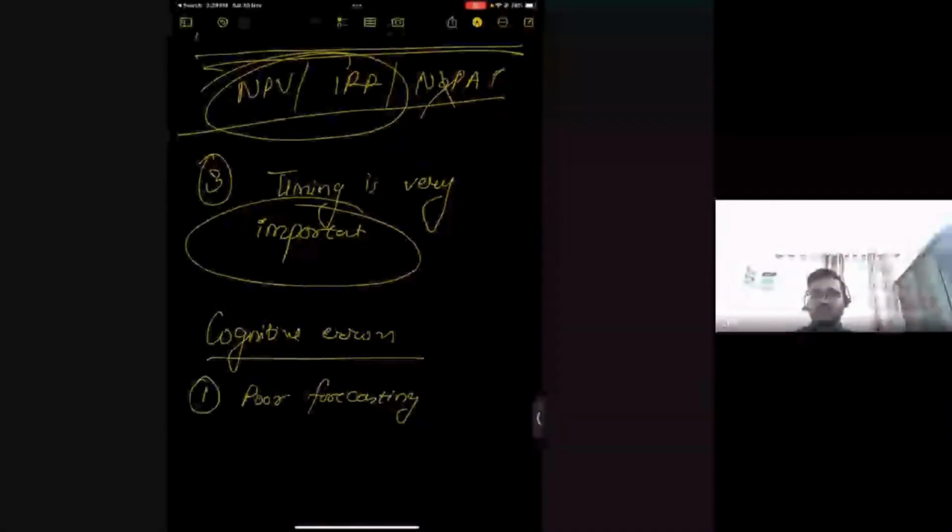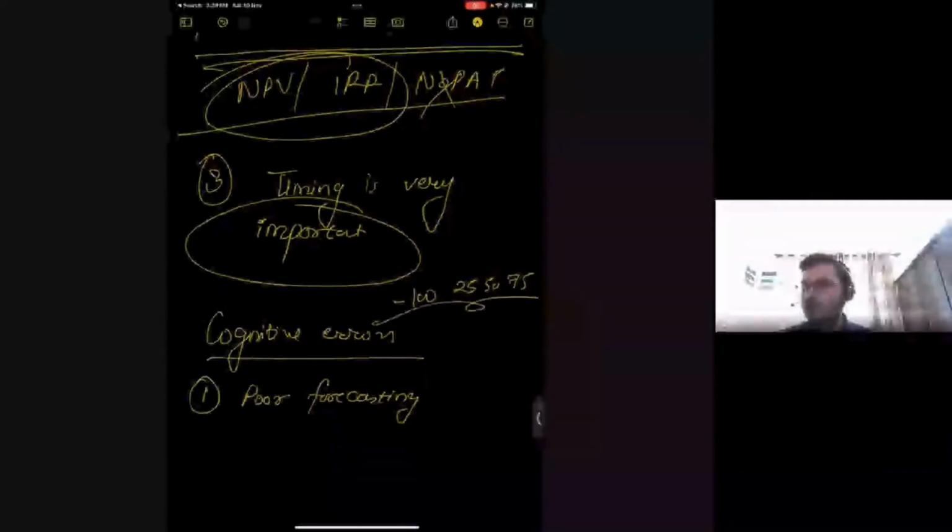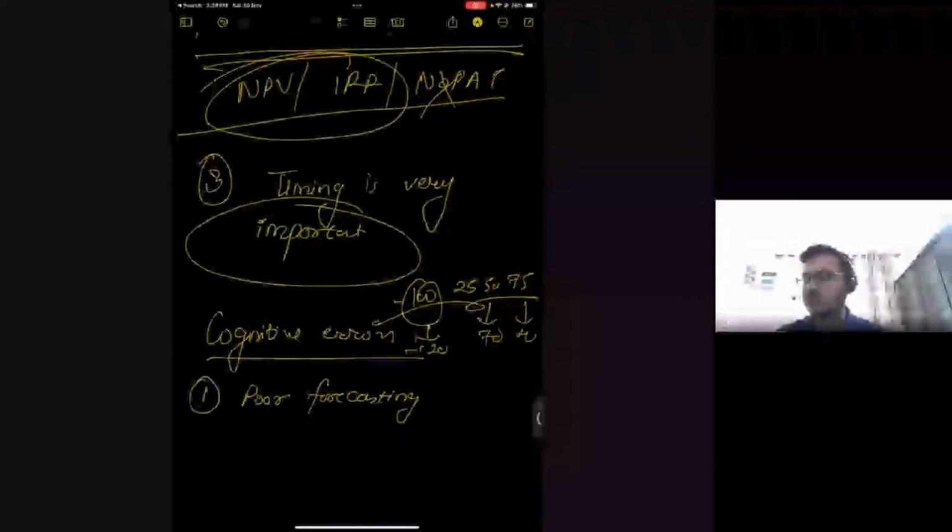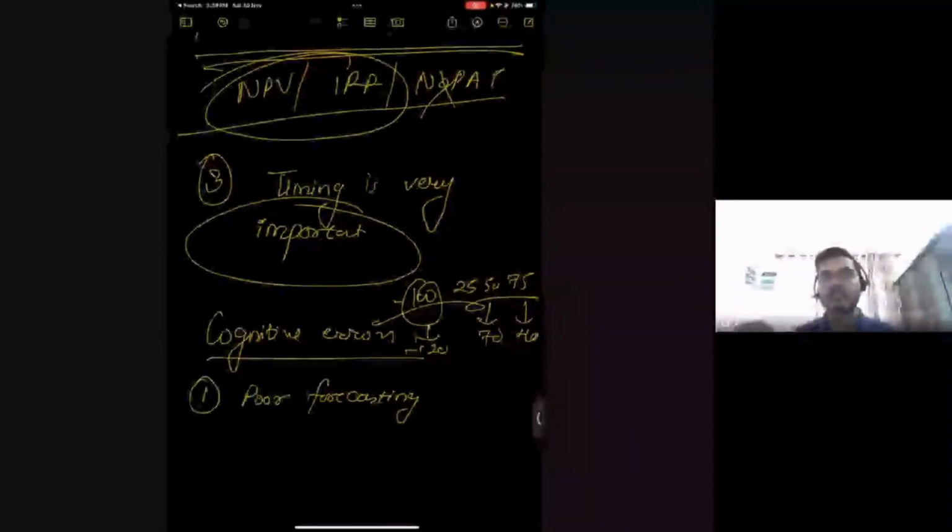I initially did that project analysis. I said I'll make 100 at cost and I'll make 25, 50 and 75. All of these are based on certain set of assumptions. Those assumptions can be far from reality. My 100 can end up becoming 120. This 50 can become 70 and this 75 can become 40. So it is based on certain assumptions, and assumptions can be off by a great margin sometimes.